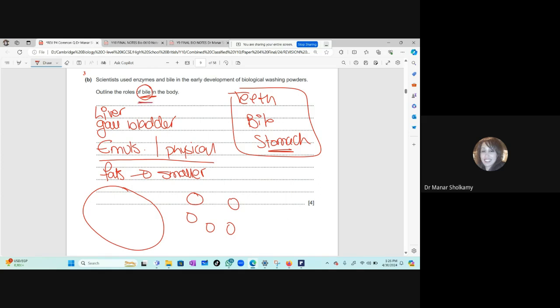Yes, ask me. In this question about physical digestion, can I mention peristalsis of the esophagus? No. I saw it in one of the marking schemes before. Maybe it's not wrong, but peristalsis is not going to do digestion. It moves the food in the esophagus to push it. It's also in the ureter to push the urine down the ureter out of the body.